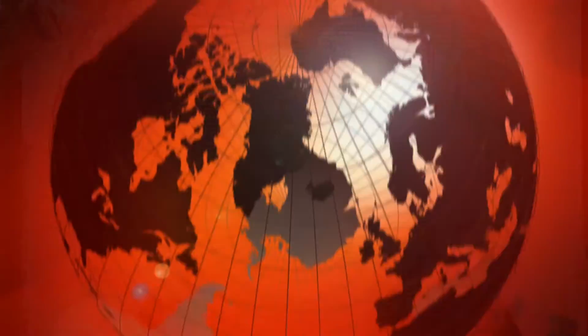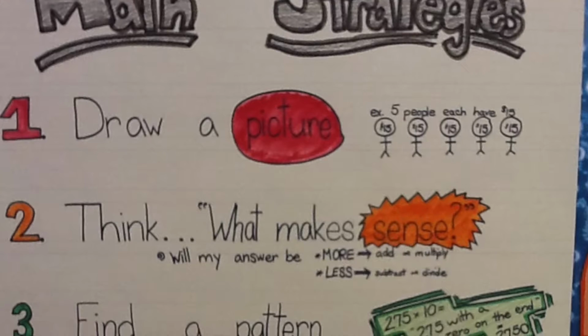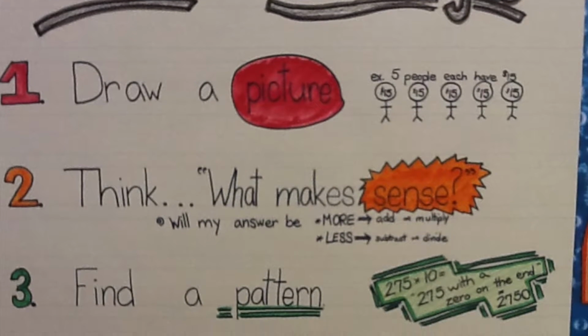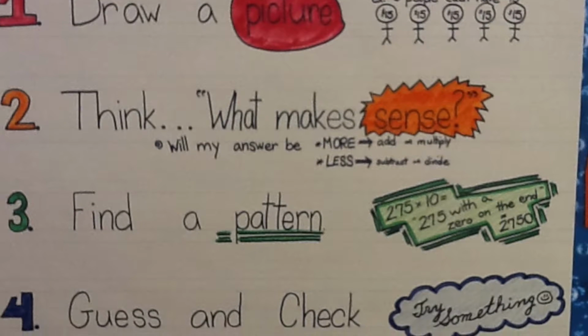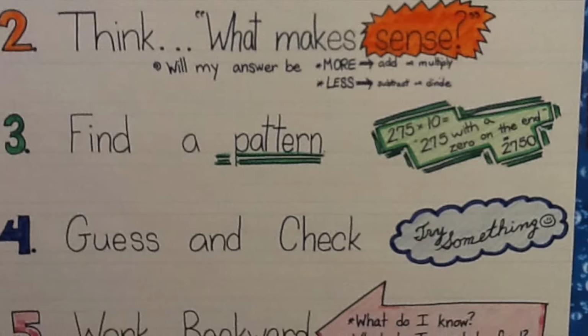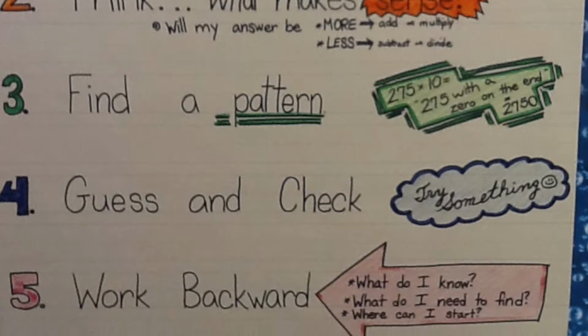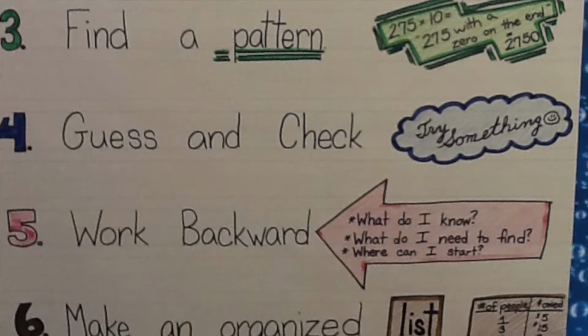Let's take a look. There are a lot of different strategies to use when solving a word problem. Draw a picture. Think, does my answer make sense? Are there any patterns in the problem? If all else fails, guess, check, try something. Use what you know and work backwards. Or make an organized list. Let's see which one will help in this next problem.